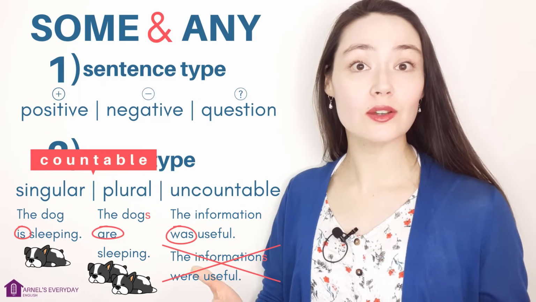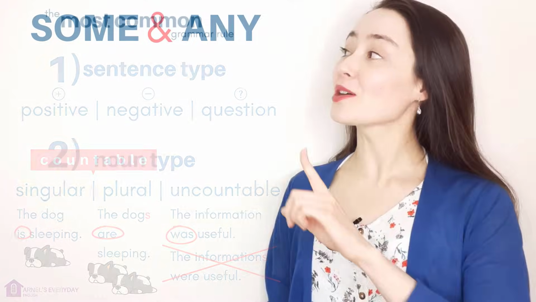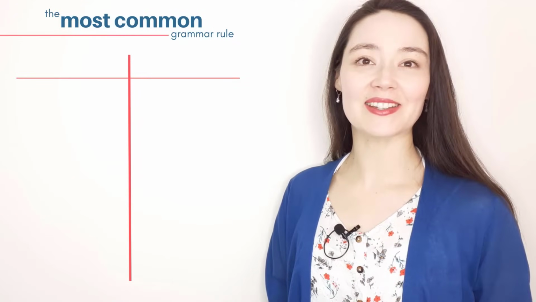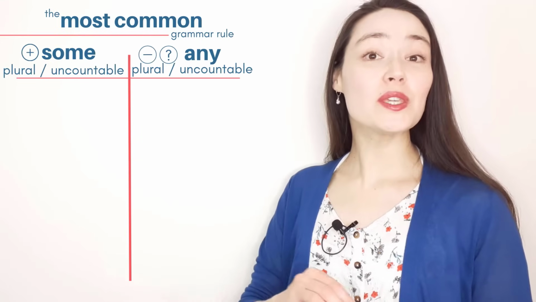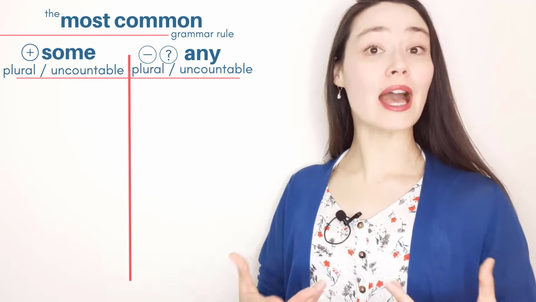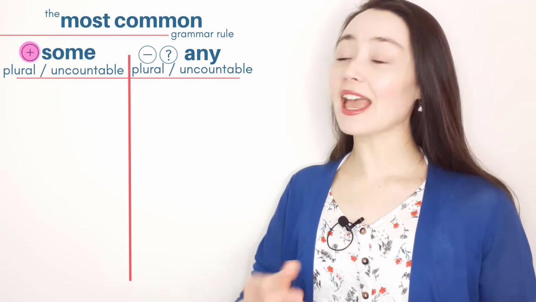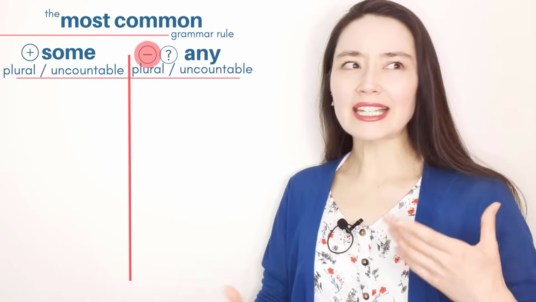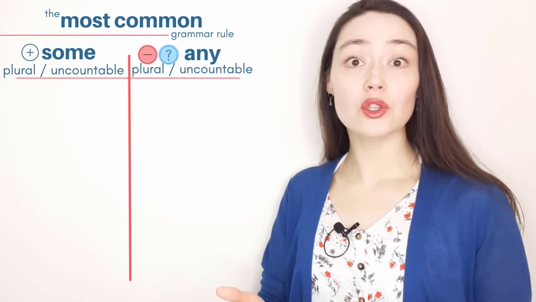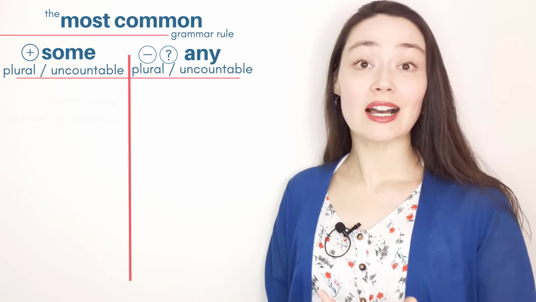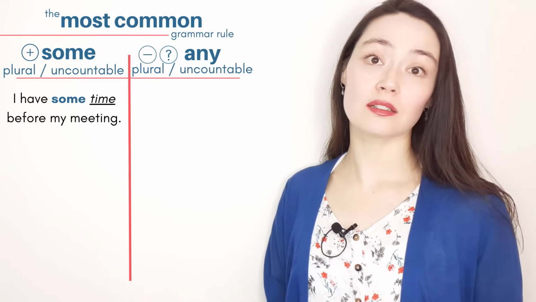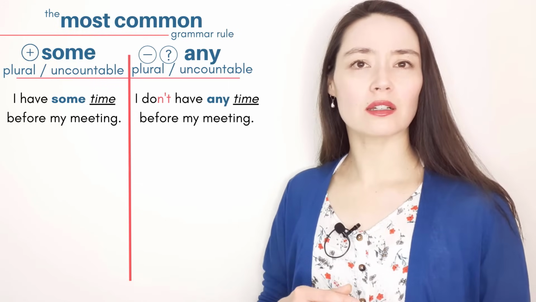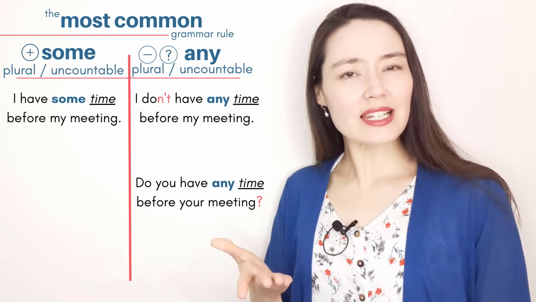And we're going to continue with the most common grammar rule with some and any. We use some with plural or uncountable nouns in a positive sentence. If you want a negative or a question, use any. I have some time before my meeting. I don't have any time before my meeting. Do you have any time before your meeting?